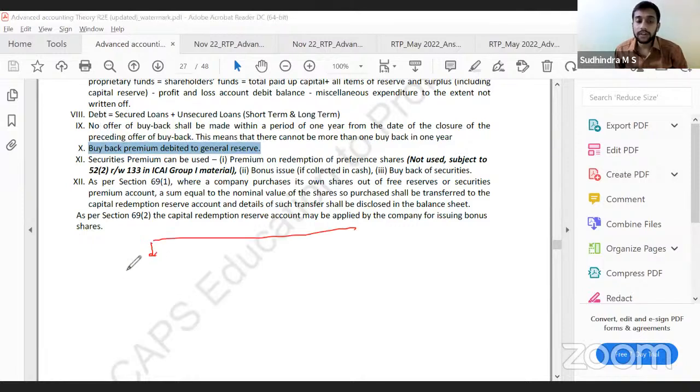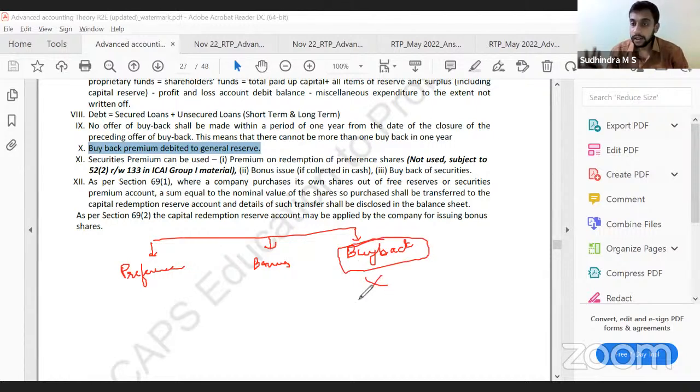In group 1 accounts, we have discussed what? Differential shares and bonus issue. Correct. And in case of group 2, we have buyback. Now, with regard to buyback, easy to remember, since it is in group 2, no restriction. Whereas preference shares and bonus issues, since they are in group 1, there are restrictions.